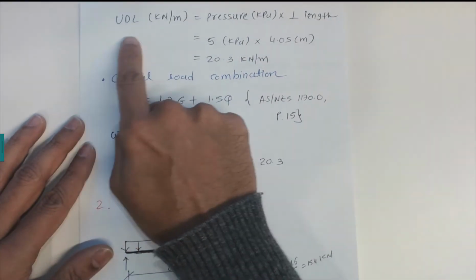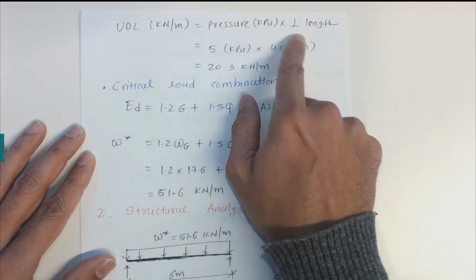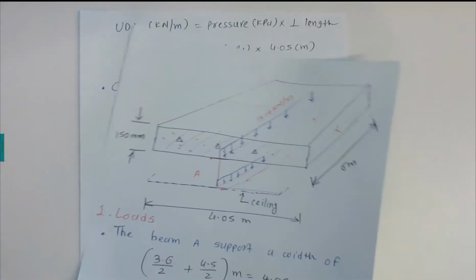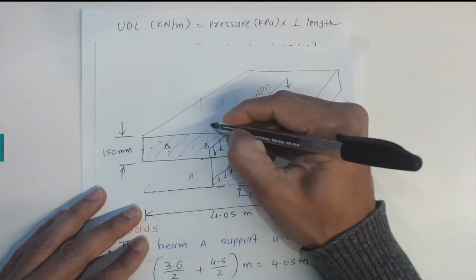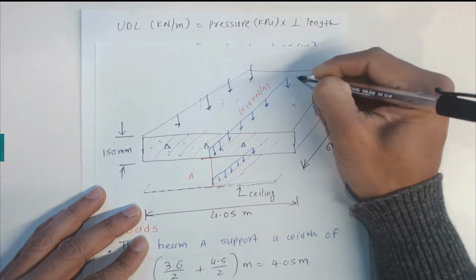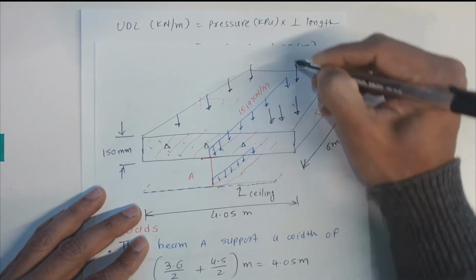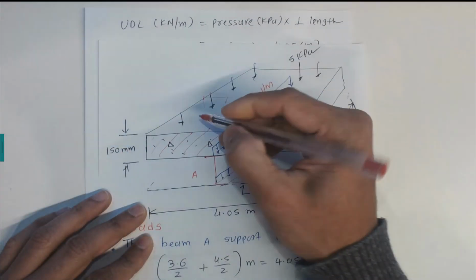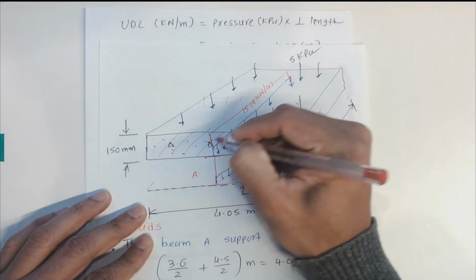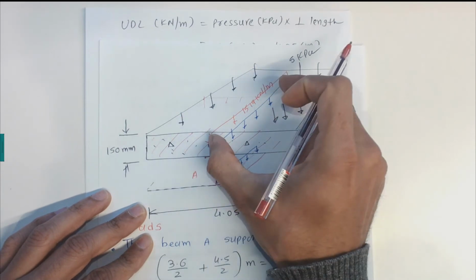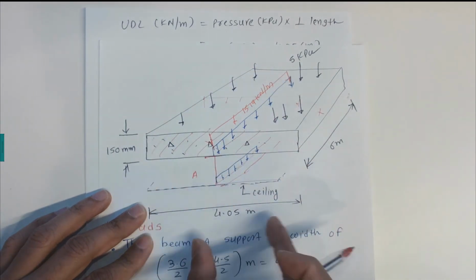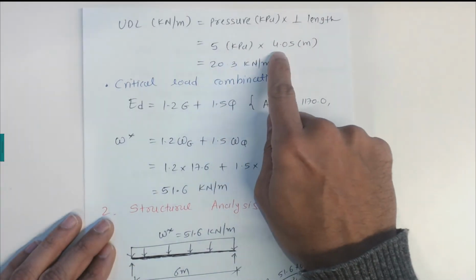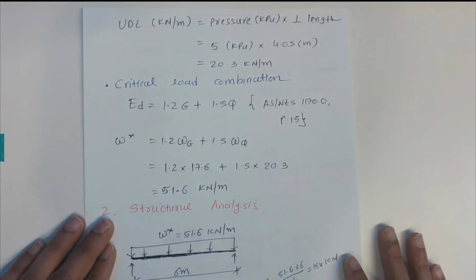Now that we have been given that pressure live load, we can convert this pressure into the UDL load, 5 kilopascals times 4.05. For example, here I have these pressures which are coming due to the dance, and that is 5 kilopascals, and I would like to convert these pressures into a UDL load. So pressure times the perpendicular length, which is 4.05. So 5 times 4.05 is 20.3 kilonewton per meter.